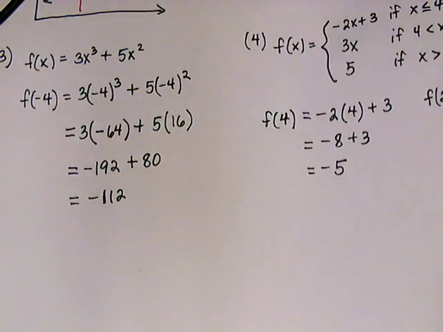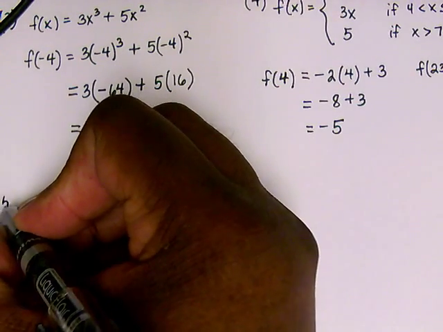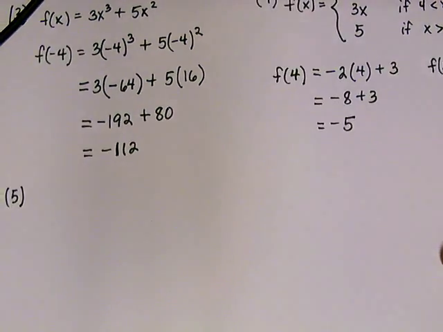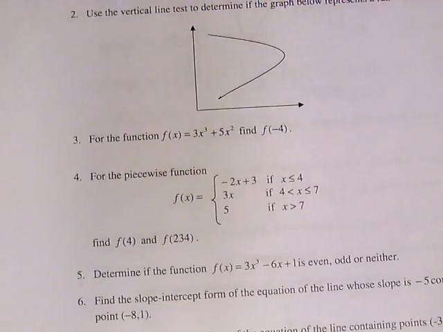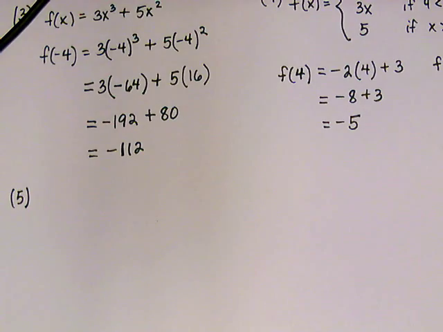Alright, number 5. In number 5, you're told to do this. Determine if the function f of x equal to 3x cubed minus 6x plus 1 is even, odd, or neither.